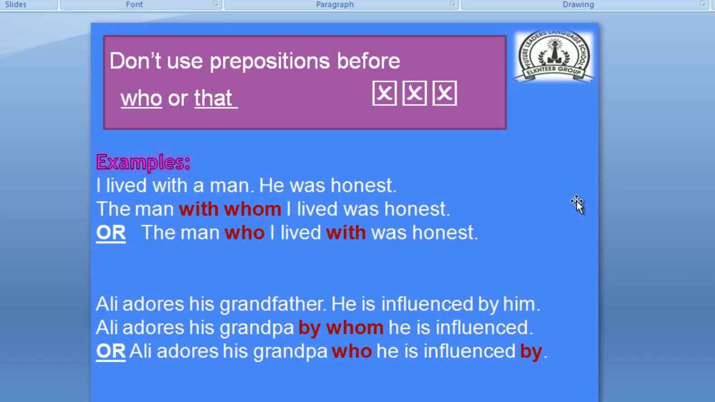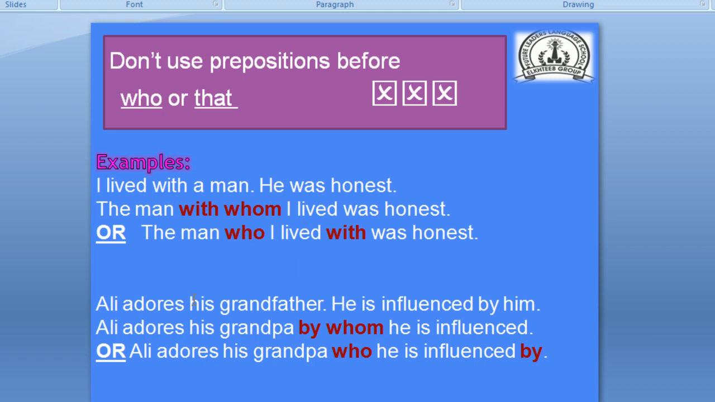Don't use prepositions before who or that. We can use prepositions before any relative pronoun or adverb, but don't use prepositions before who or that. For example, I lived with a man. He was honest. The man with whom I lived was honest. With whom? Object. If I'd like to link using who, keep the preposition away. The man who I lived with was honest.